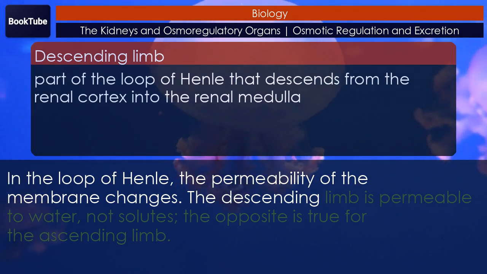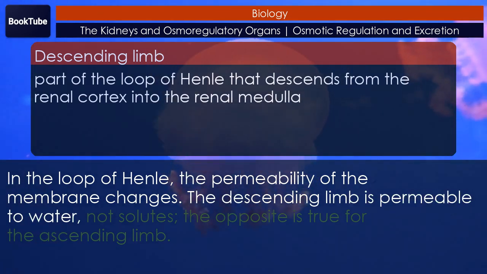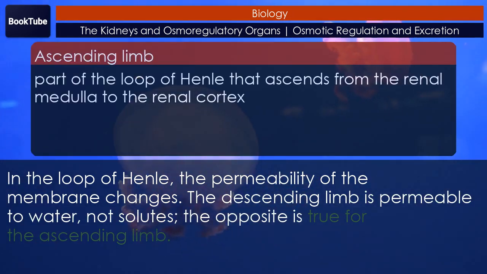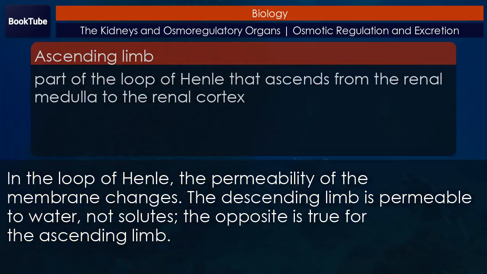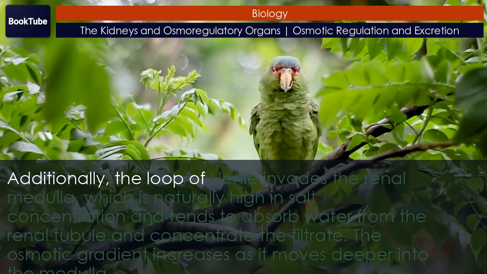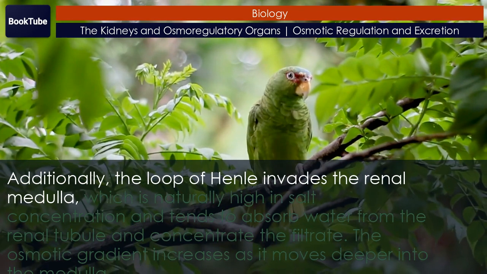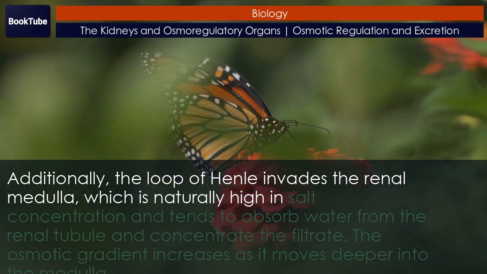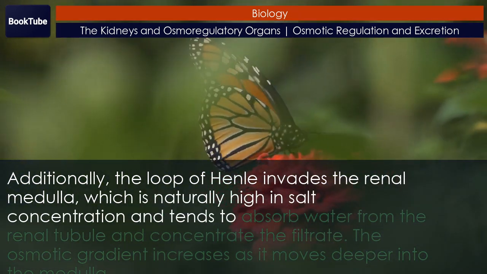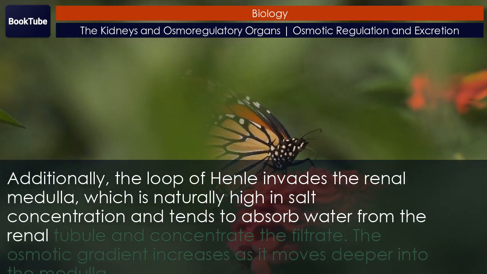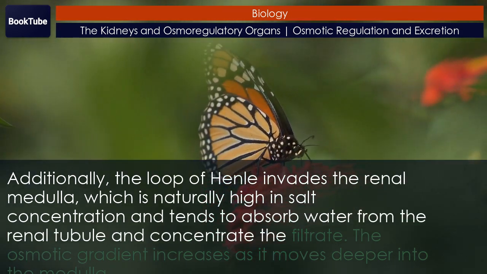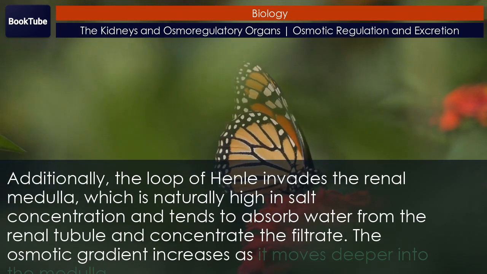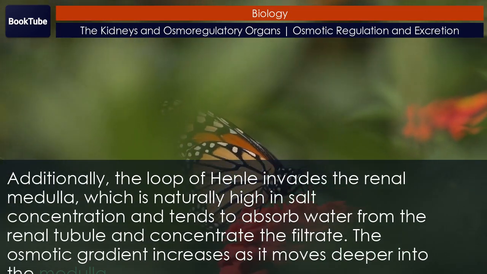The descending limb is permeable to water, not solutes. The opposite is true for the ascending limb. Additionally, the loop of Henle invades the renal medulla, which is naturally high in salt concentration and tends to absorb water from the renal tubule and concentrate the filtrate. The osmotic gradient increases as it moves deeper into the medulla.